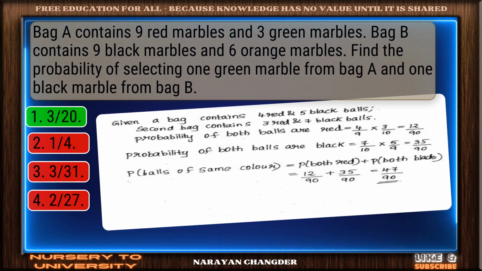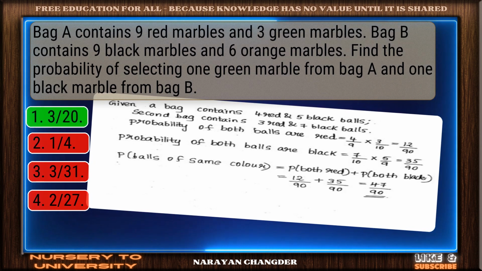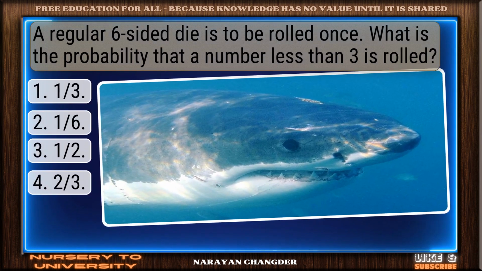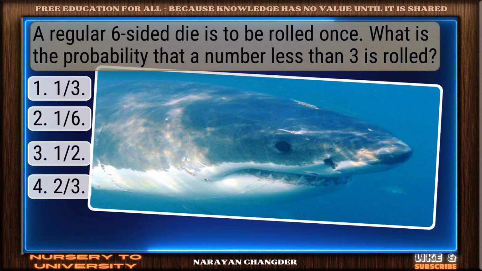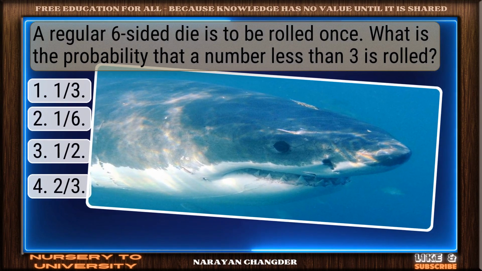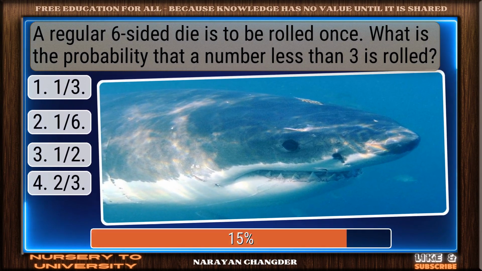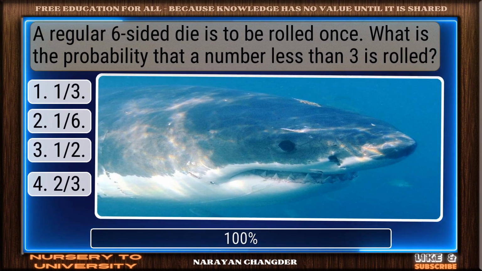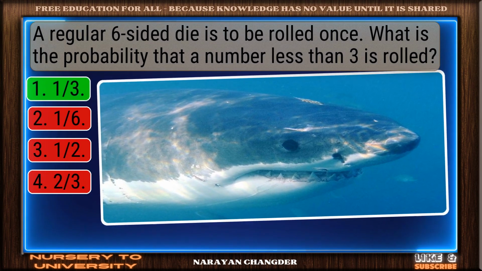Good thinking. 30/20 is right. A regular 6-sided die is to be rolled once. What is the probability that a number less than 3 is rolled? Well reasoned. 1/3 is correct.